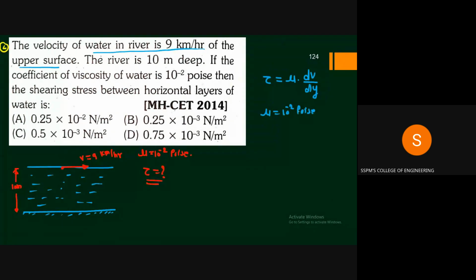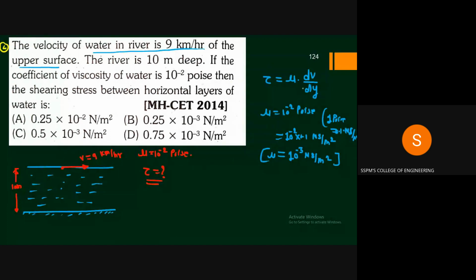We have to convert this into SI unit. We know 1 poise is equal to 0.1 Newton second per meter square. So just multiply this by 0.1: 10 to the power minus 2 into 0.1 Newton second per meter square. 0.1 means 10 to the power minus 1. So mu is 10 to the power minus 3 Newton second per meter square. This is the value of mu.